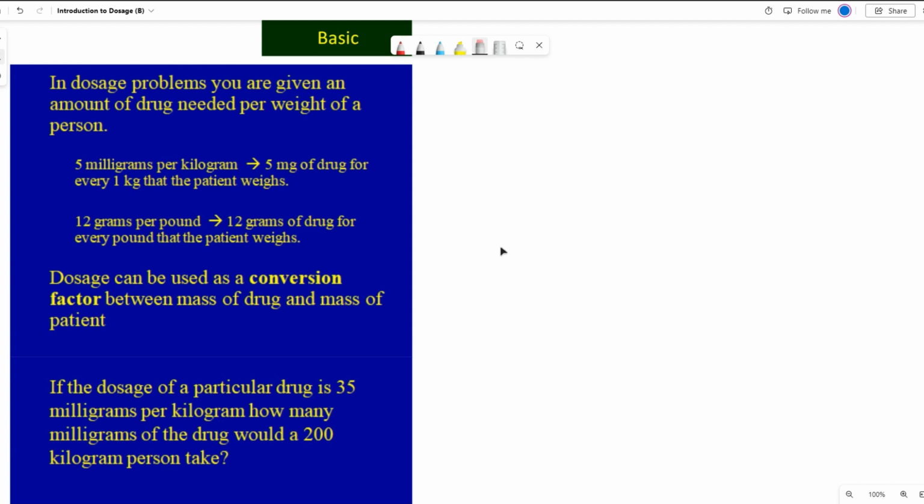Hello, my fellow chemists. In this video, we're going to take a look at dosage. We'll go over the basic concepts of dosage, and then we'll do a couple relatively simple dosage conversion problems.